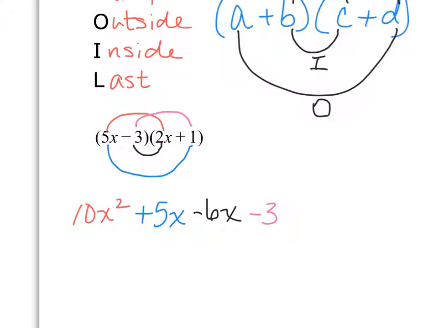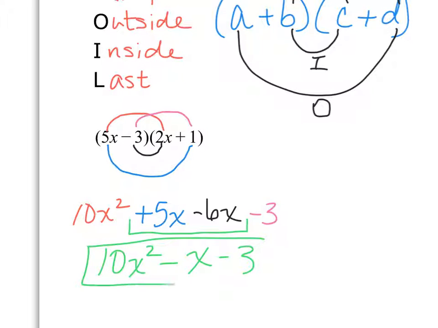All right. So do we have any like terms I can combine? The x's. 5x minus 6x gives me what? Negative 1x. Good teamwork. And then you just do the negative 3 in the back and then 10x squared. You got it. That's your answer.